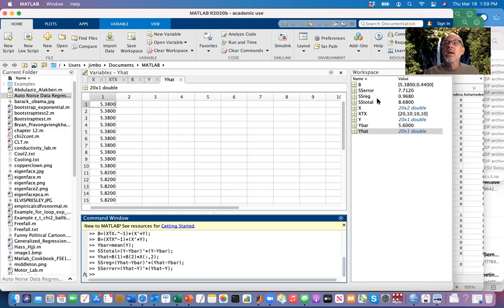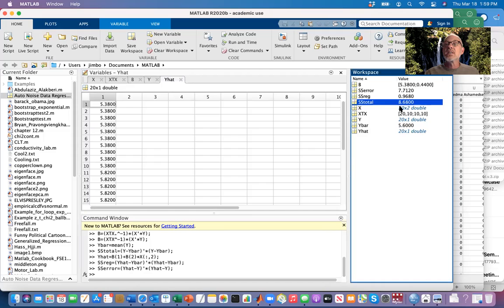Okay, and that's our error. So the total variation is 8.68. The variation associated with our model is very small compared to that, about 1/10 of it, 0.968. And the error is very large. So not a very good model. Looks like my heat treating may not have worked.